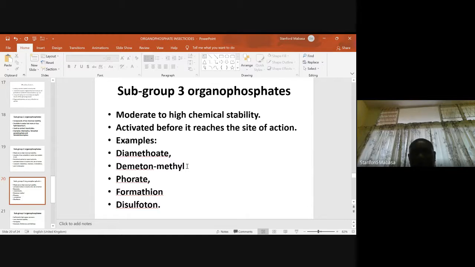Then we have subgroup 3 organophosphates. These are of moderate to high chemical stability, activated before they reach the site of action. Examples include demeton, dimethoate, oxydemeton-methyl, phorate, formothion, and disulfoton.